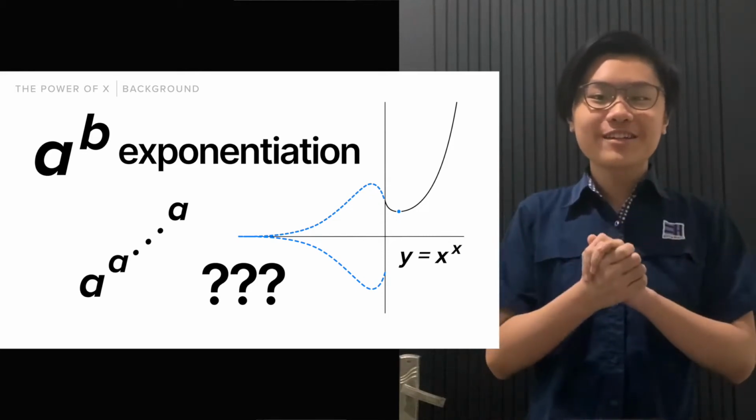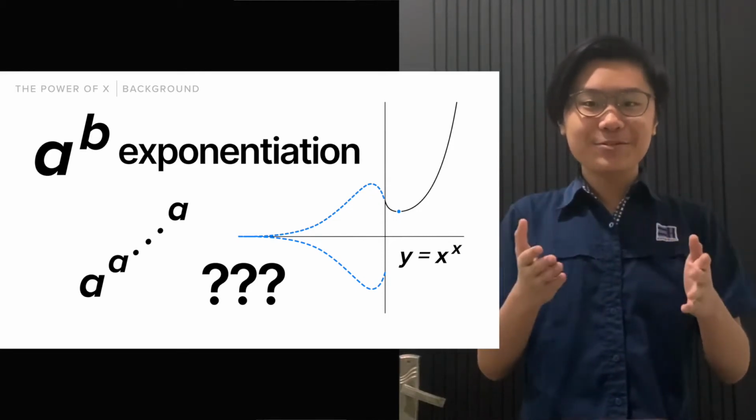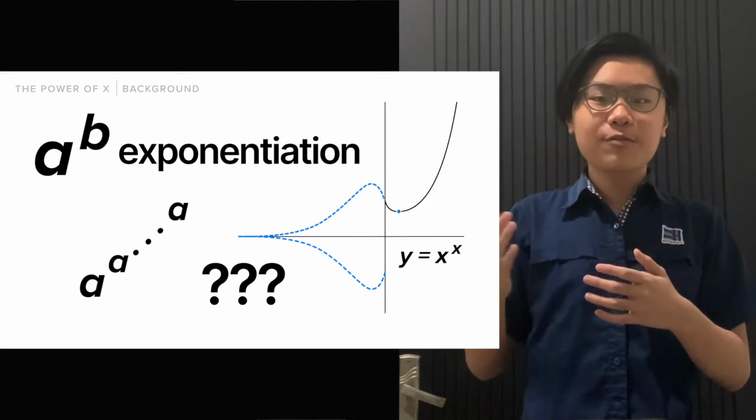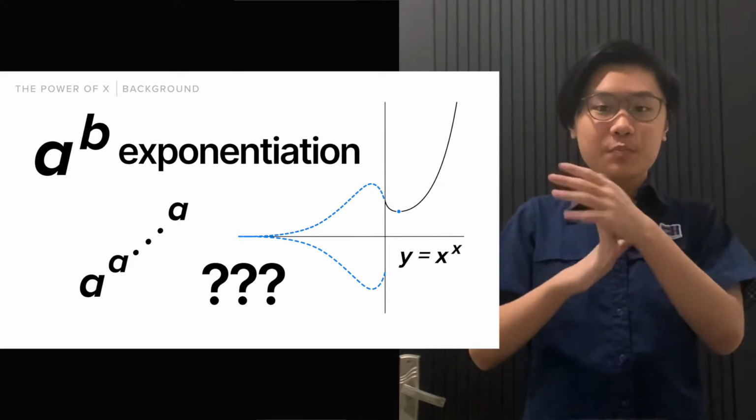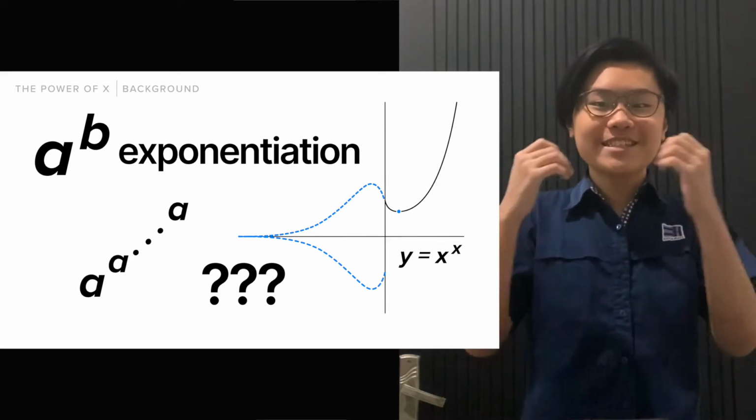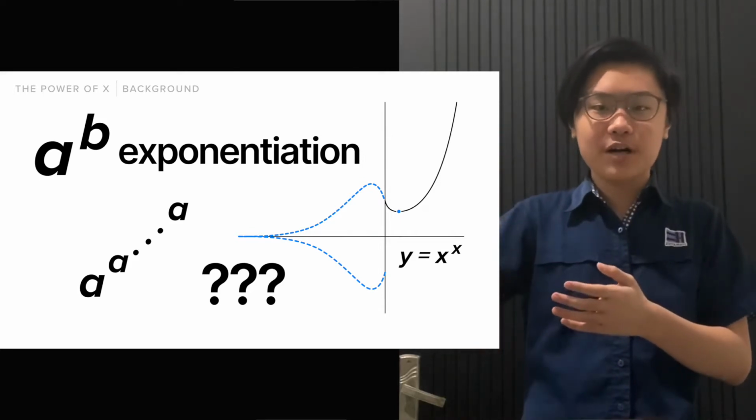I'm sure we've all learned about exponentiation in school, right? A to the power of 3 equals a times a times a. But have you ever wondered what is repeated exponentiation? What is a to the power of a to the power of a to the power of a, and so on?